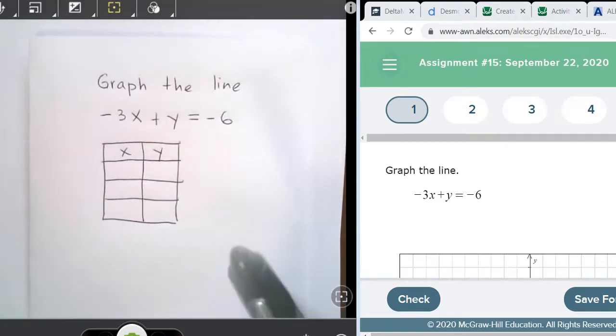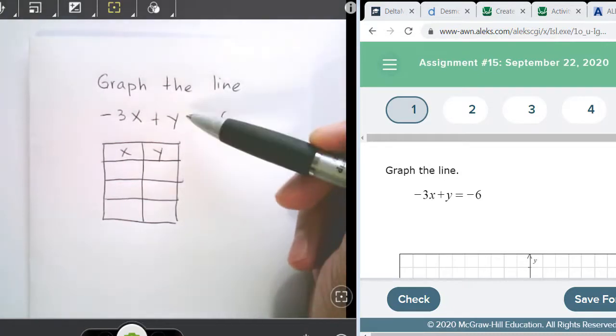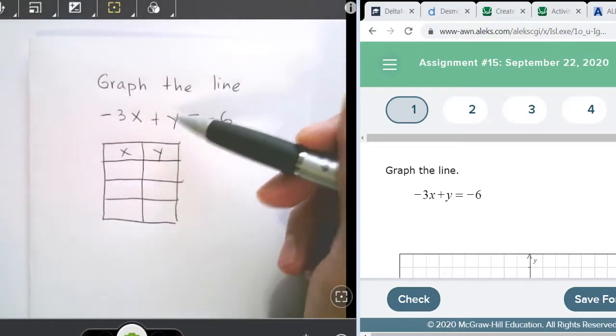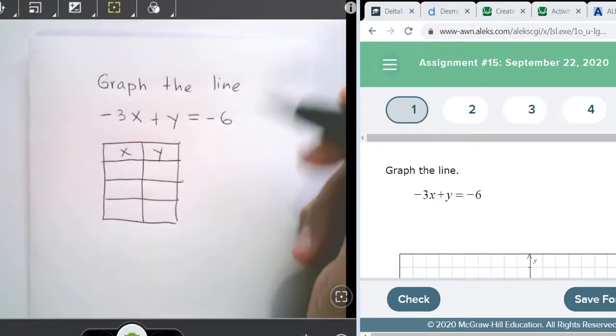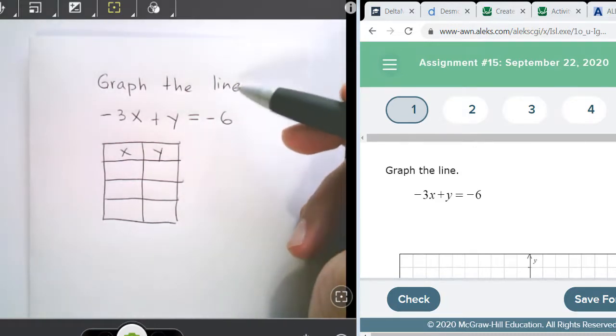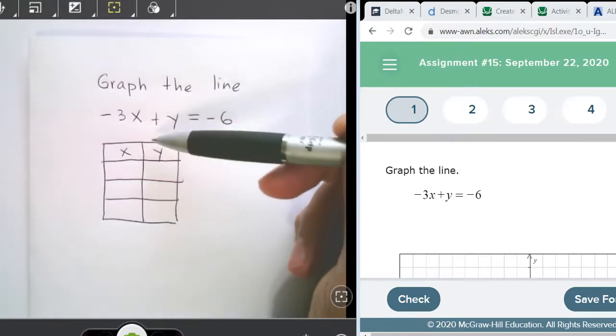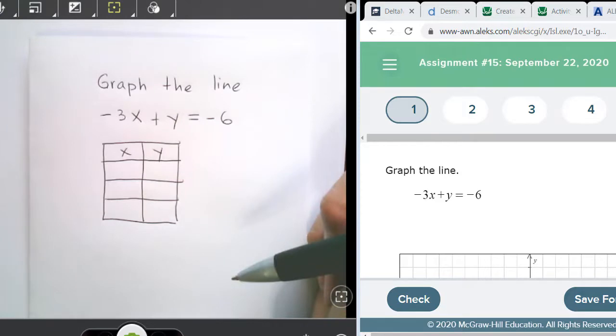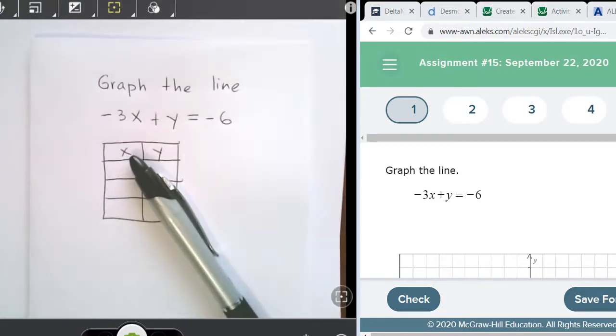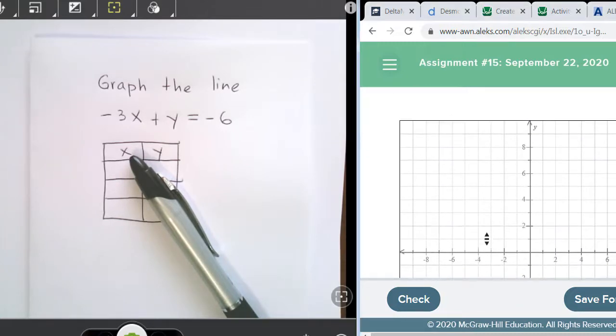Hi, in this video we will graph lines given the equation of the line in standard form, like the one that I have here. In previous videos we were graphing lines, and for graphing those lines we were creating a table and just giving some values to x. The values for x that I have selected depend on the window that I have here.